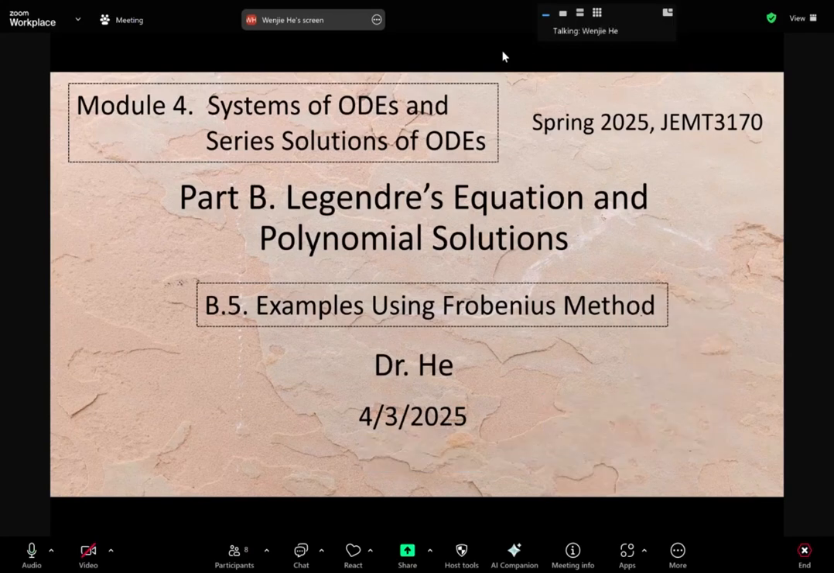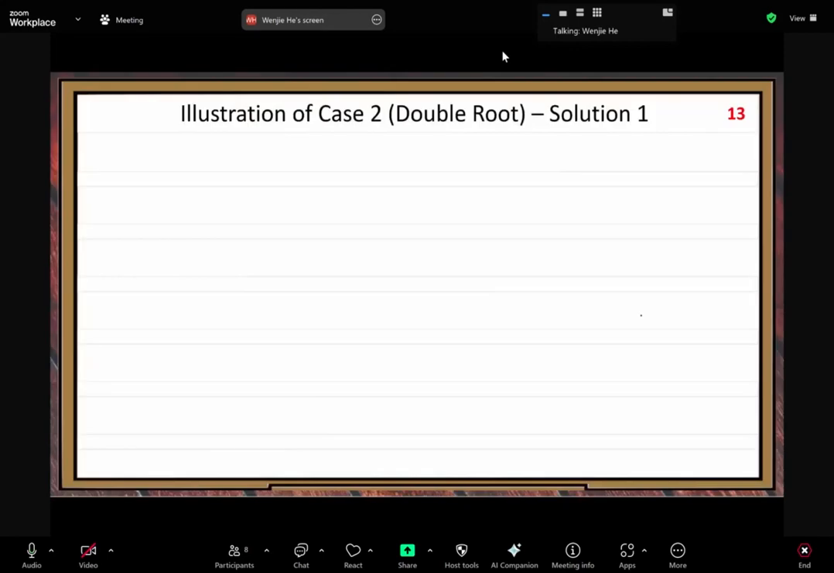All right. Let's look at these two examples. Case 2, case 3. Case 2, double root. Solution 1, the usual way. Solution 2, a different way. Let's look at the question first. Solve this ODE.